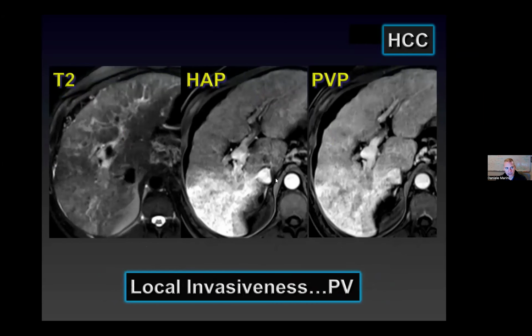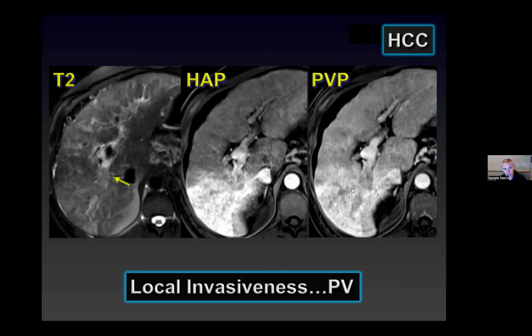Another example, very difficult to actually see the lesion, but you can see that this is the posterior branch of the right portal vein. And you can clearly see there is a T2 intermediate signal intensity within the posterior branch of the portal vein. On the portal venous phase, you can see that there is a clear filling defect within the posterior branch of the right portal vein. And this was actually tumor in vein.